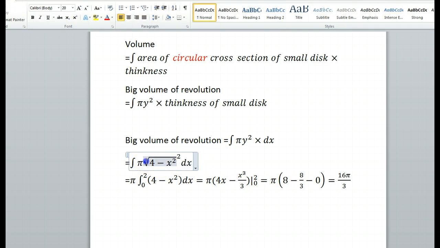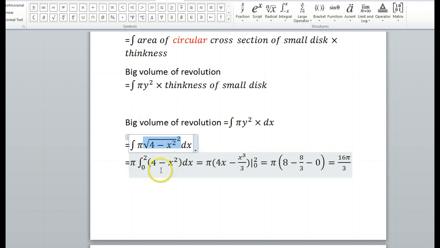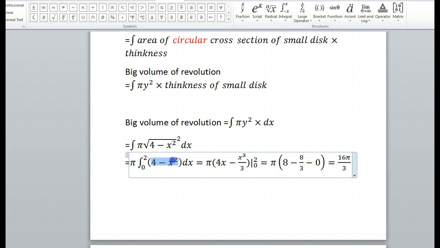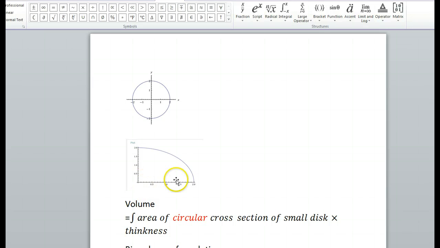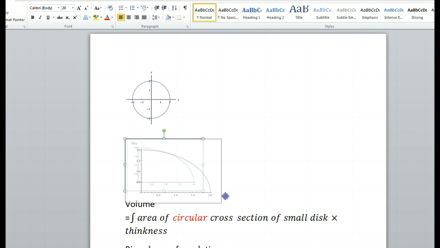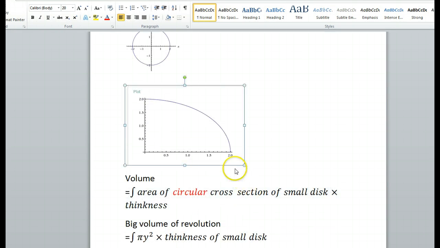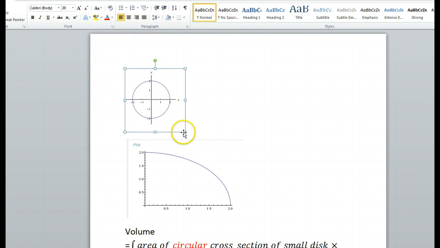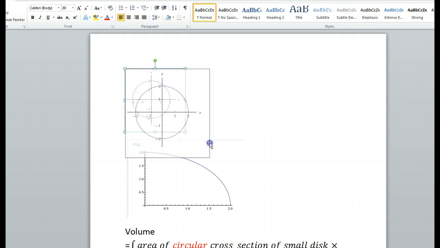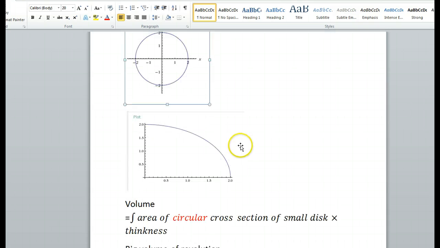But what happens is now we have a square of a square root. So what will happen when you take a square root and then square it? The square root and the square will cancel each other out, and you are left with 4 minus x squared. And the limits are from where to where? The limits are from 0 to 2, because the radius is 2. Okay, 2 is the radius.